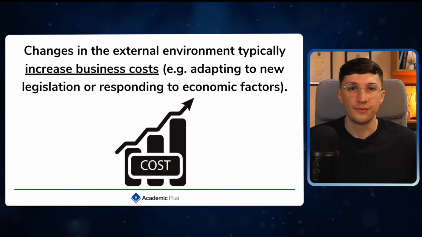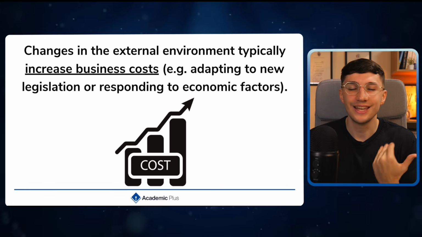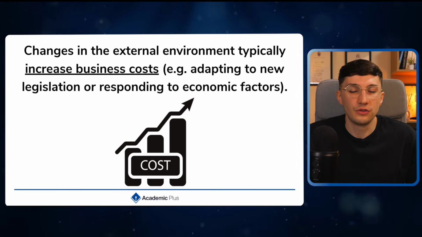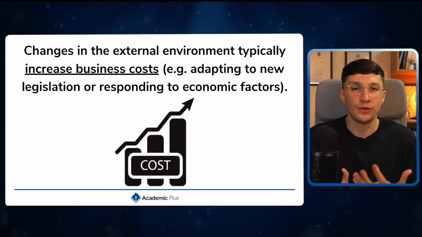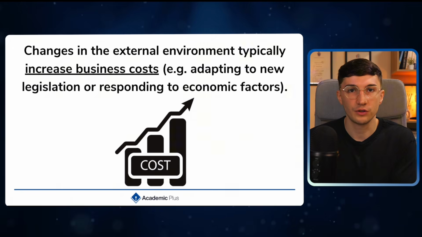And what you'll typically find is any changes that end up happening within the external environment tend to increase the business's costs. So for example, if we look at inflation, the general rise of price levels increases the business's costs, maybe the variable cost, because their raw materials have got more expensive.